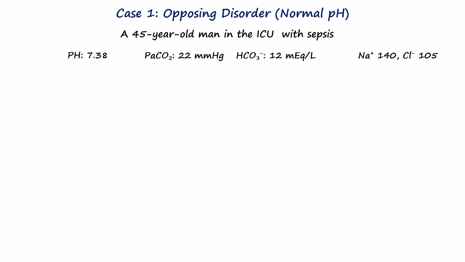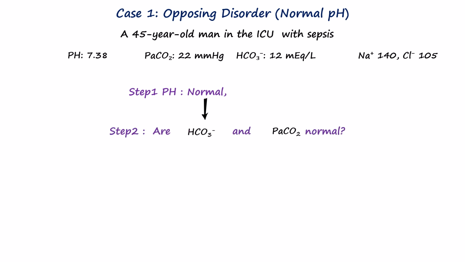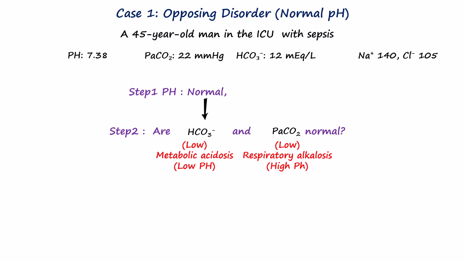The first step is to look at the pH to check if it's acidosis, alkalosis or normal. In this case, it is in normal range. The next step is to look if the PCO2 and bicarb are normal or whether some respiratory or metabolic changes are happening. Looking at them, both are deranged. Low bicarbonate points towards metabolic acidosis that would lower pH, and low CO2 points towards respiratory alkalosis that could increase pH. So the identified disorders at this moment are metabolic acidosis with respiratory alkalosis cancelling out the pH.